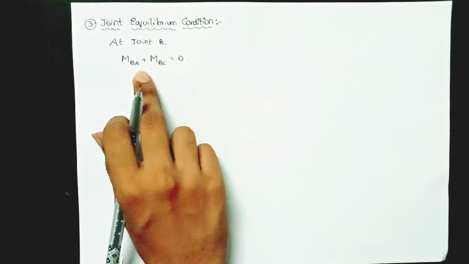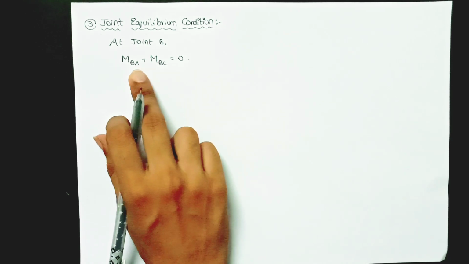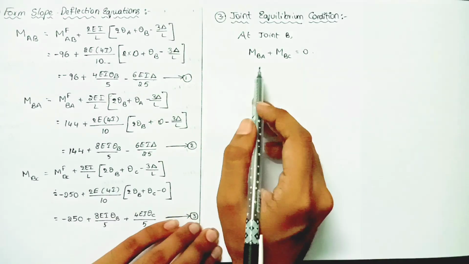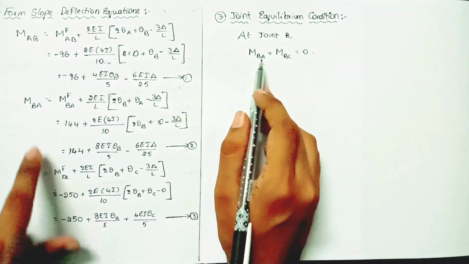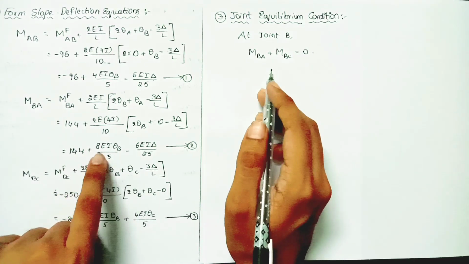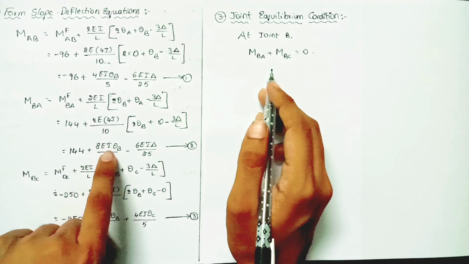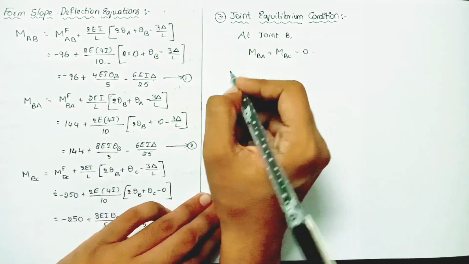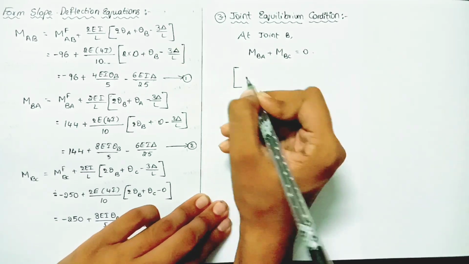So we have to substitute the MBA value and MBC value. These values are obtained from step 2 equations. Now we have to place the MBA value. From step 2 we have obtained the MBA value as 144 plus 8 EI theta B by 5 minus 6 EI delta by 25. So the same I am writing here.